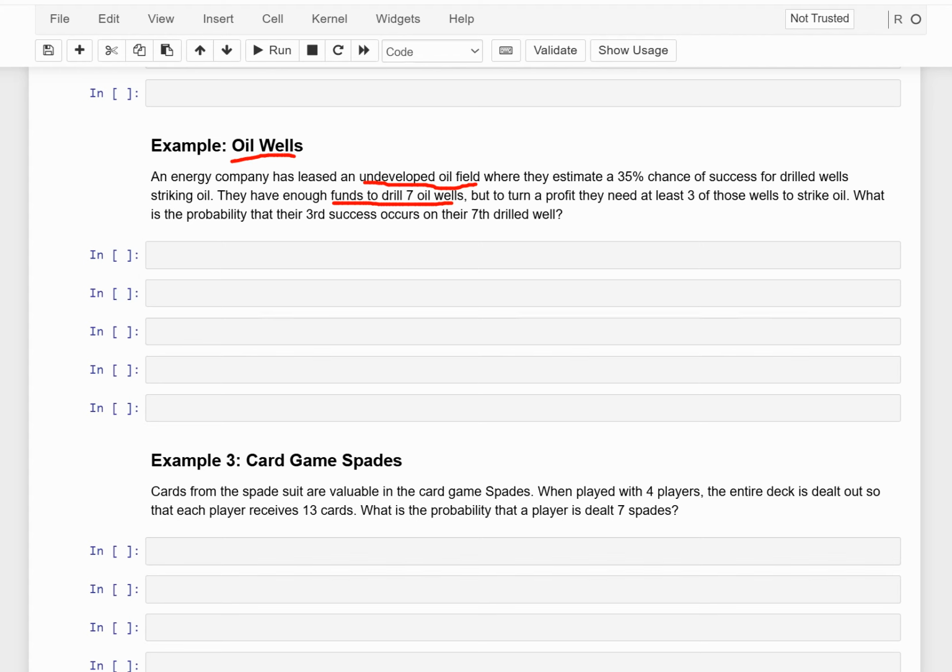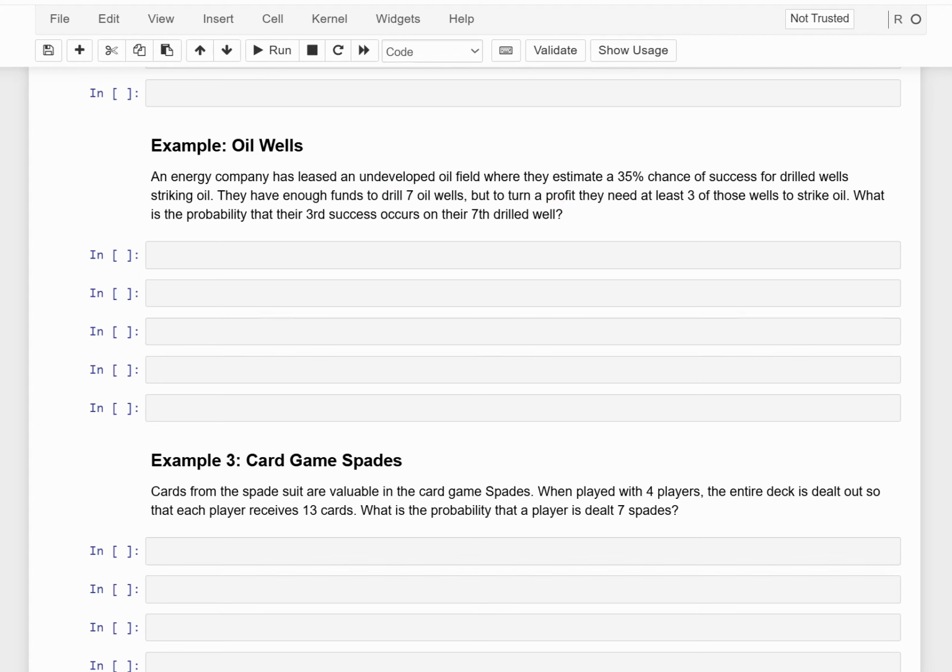But to turn a profit, right? That's the problem. They've got money involved in purchasing the oil field or buying the rights to drill in that oil field. And they've got to purchase the equipment and the oil wells, then they have to actually drill it. So there's a lot of investment that they've put in. And if all 7 wells are dry, they're going to lose a lot of money. But their profit point is 3 of those wells striking oil. So they're saying, okay, what's the probability that the 3rd success happens on the 7th drilled well?